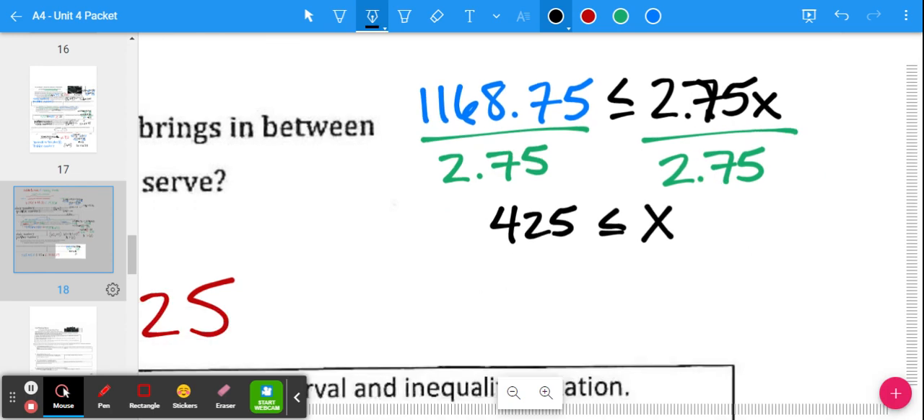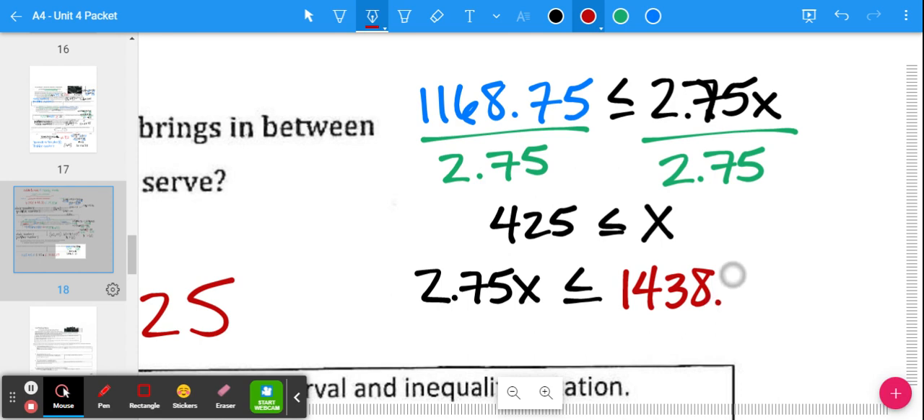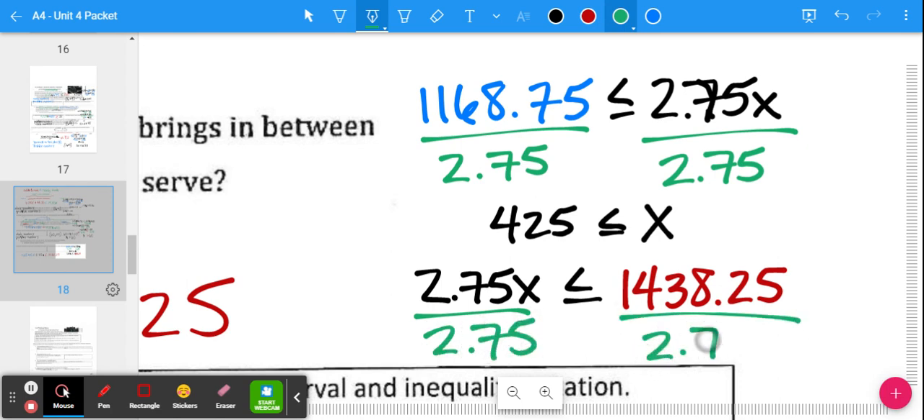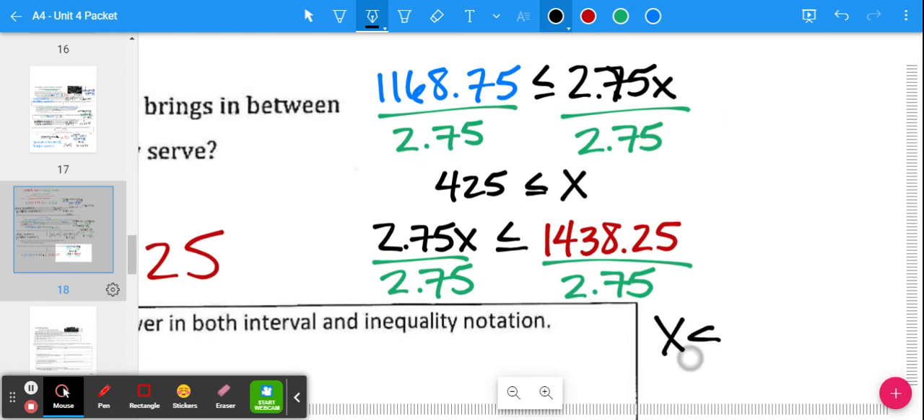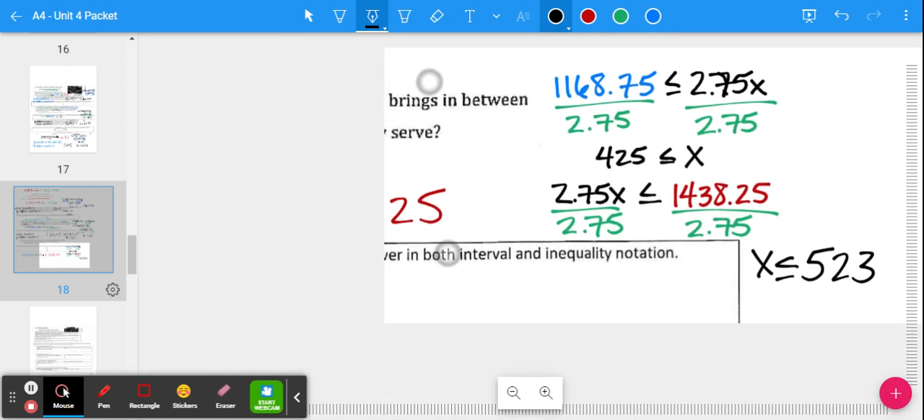So then we have to solve the other half. So we have 2.75x is less than or equal to 1,438.25 because that's the amount that they bring in. So when you divide by 2.75 on both sides, we end up with x is less than or equal to 523.